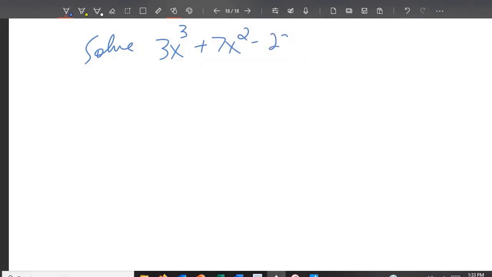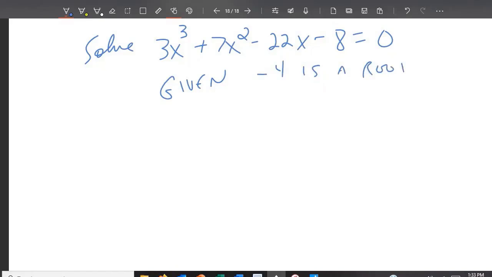Let's do another one. I want to solve 3x cubed plus 7x squared minus 22x minus 8 equals 0. This time, let's change it up a little bit. Given negative 4 is a root. Now, what does the word root mean? It means the same thing as zero.